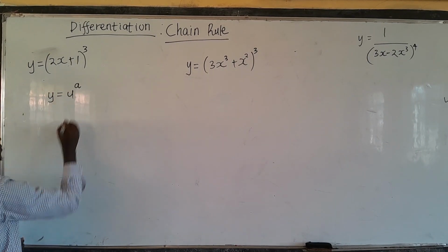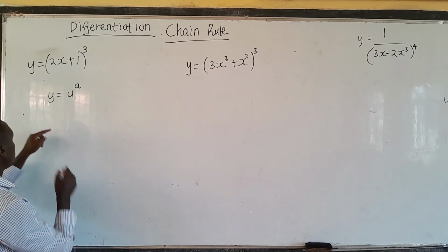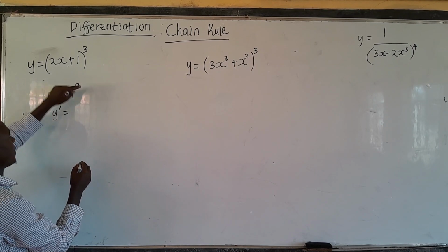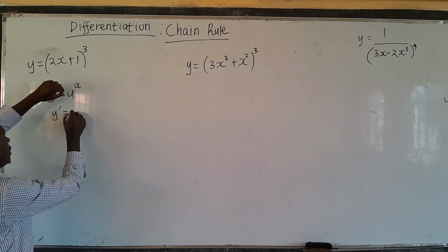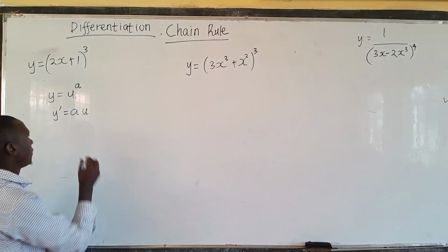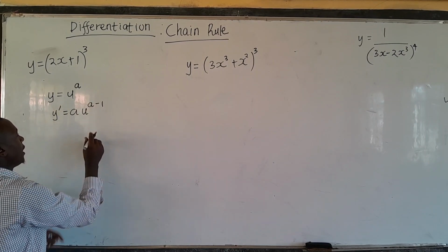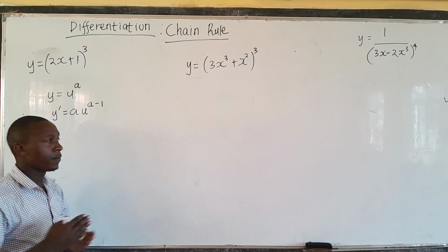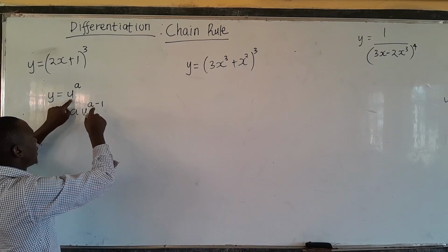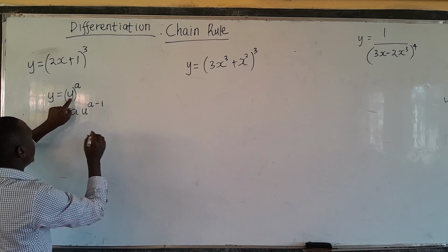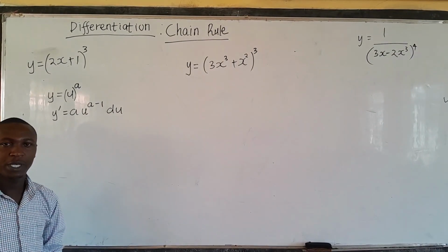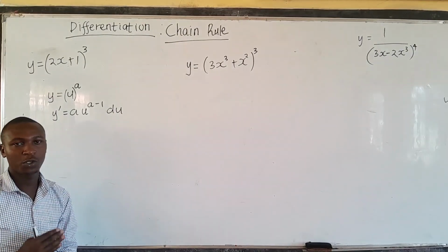So if you have a function of y equals u raised to a, then if you want to differentiate this function, the first derivative of that function is going to be equal to, we multiply the power by the function itself, that is a multiplied by u, and then we subtract 1 from the power. So that is going to be a minus 1. And then we multiply whatever we have gotten with the derivative of the function in the bracket. So the derivative of this is going to be du. So that's the general form in which we can differentiate a function using the chain rule.